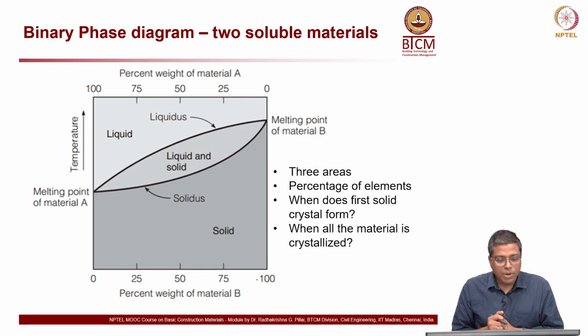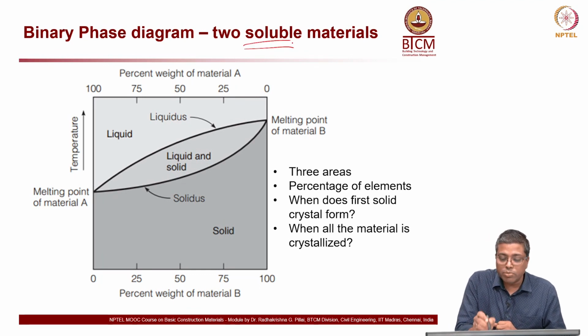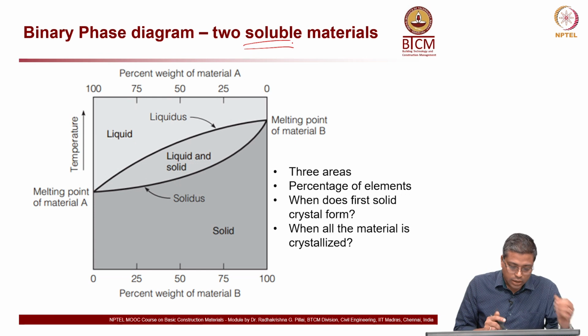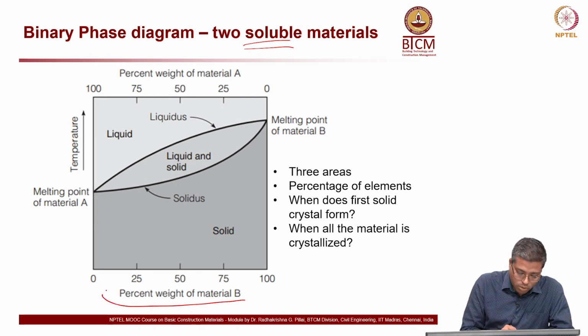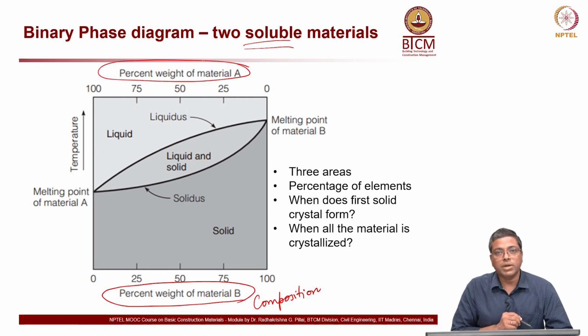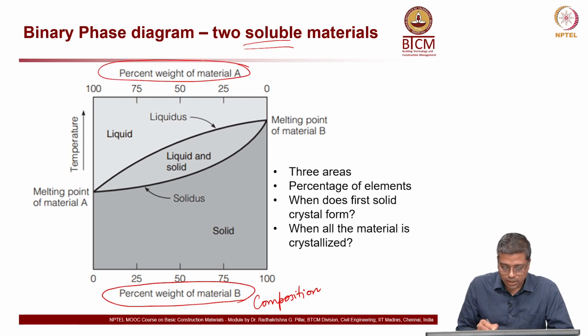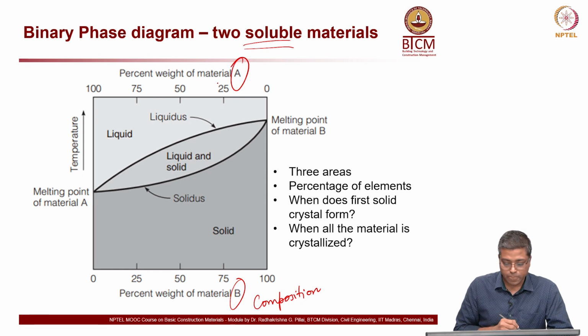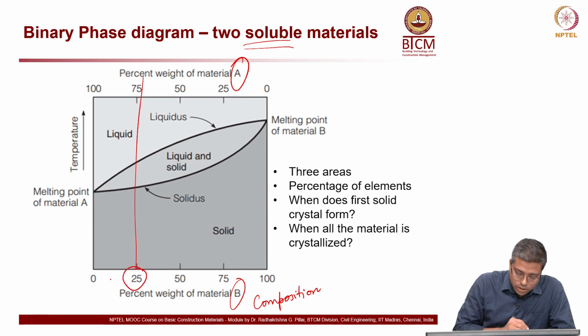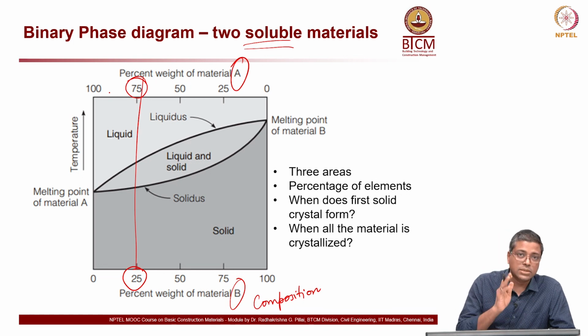Okay, now binary phase diagram for two soluble materials. This is one of the simplest phase diagrams which we are going to discuss here, and again this is the composition. Here you can see the same thing for material A at the top axis and material B at the bottom axis. Now if I draw a line along this, I have 25% material B and 75% material A as the composition.